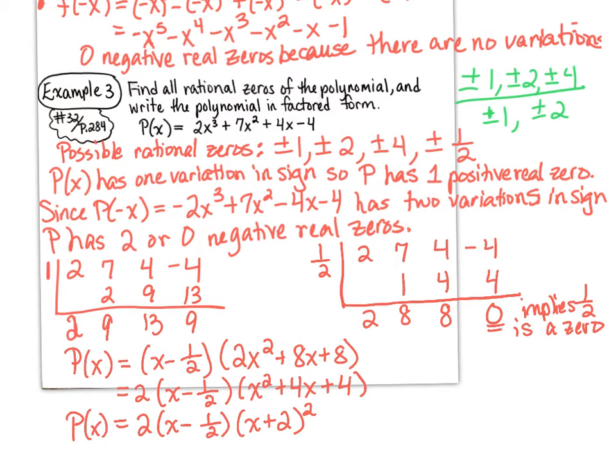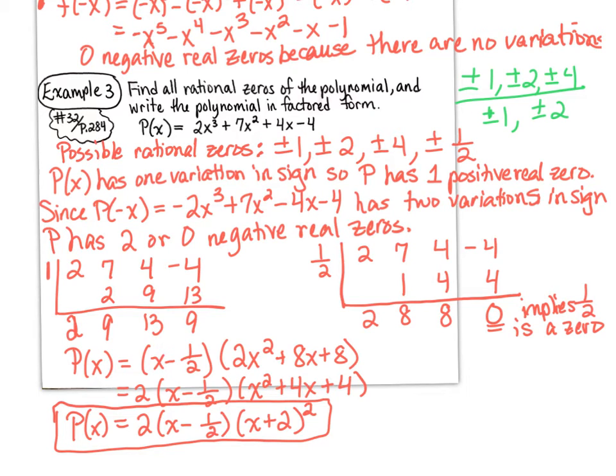Okay? So that's P of x in factored form, which is part of what we were supposed to find. I didn't ask you to find the zeros of this. I asked you to find all the rational zeros. These are all the rational zeros. And then write the polynomial in factored form. That's this.